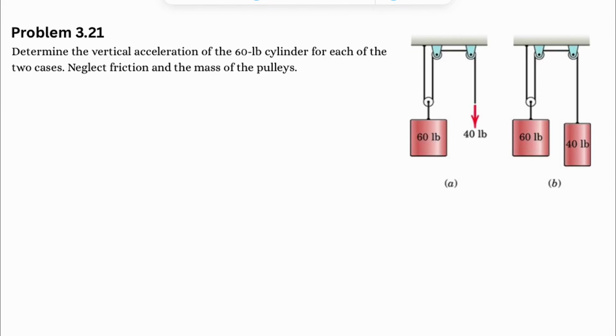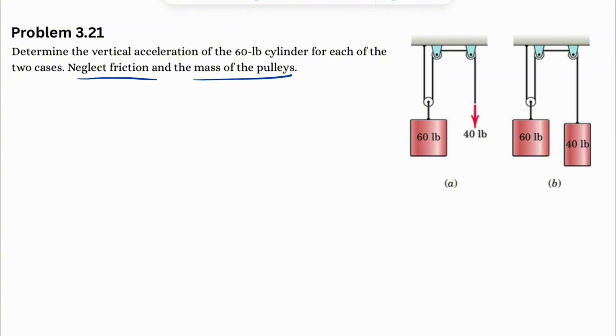Okay, so welcome back. We have the question from the third chapter of Dynamics by Meriam, and we need to determine the vertical acceleration of the 60-pound cylinder for each of the two cases. We can neglect friction and the mass of the pulley. So we have two different scenarios, A and B.